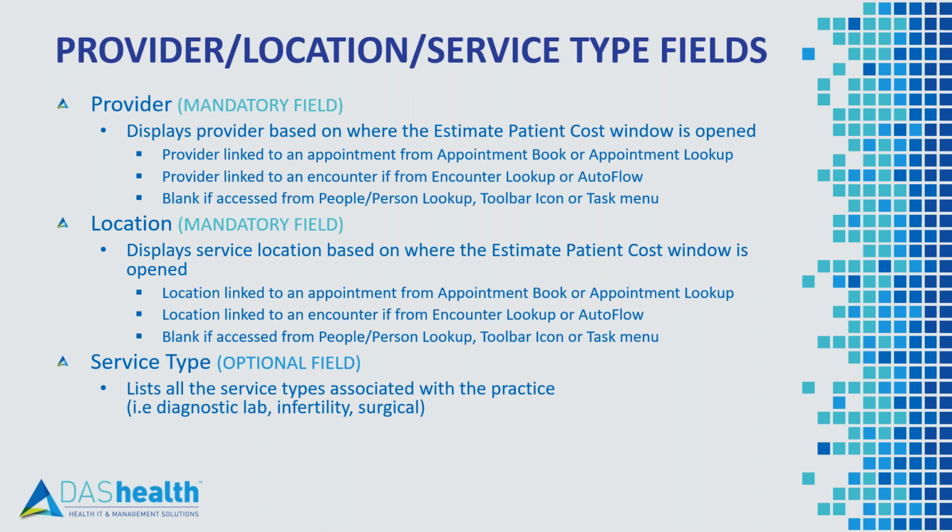Then there is also a third service type field. This one is optional. And again, these just list the service types associated with the practice. So you can choose from the list what really describes the service that this estimate is being generated for.